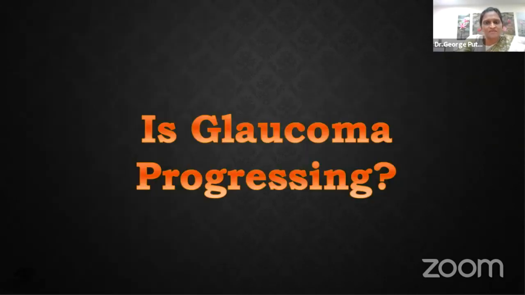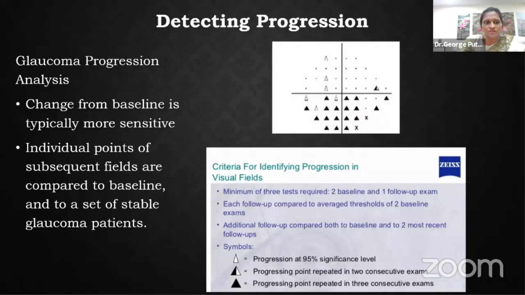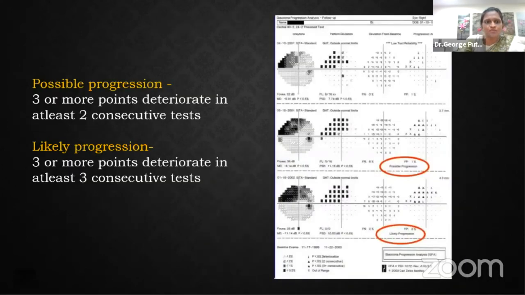Visual fields also help us to analyze the progression. With the newer software, there are two analyses, mainly event-based and trend-based analysis. The overview pattern, which was used earlier, doesn't give us much clue on the progression of glaucoma. So in GPA, the glaucoma progression analysis, which is event based, the current visual field is analyzed against the baseline visual field and a set of stable glaucoma patients. And it is given as possible progression or likely progression.